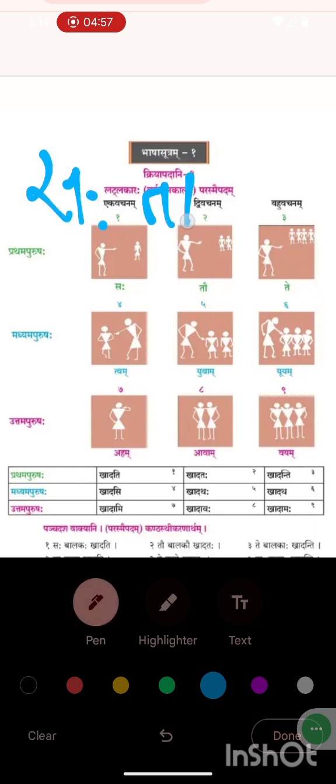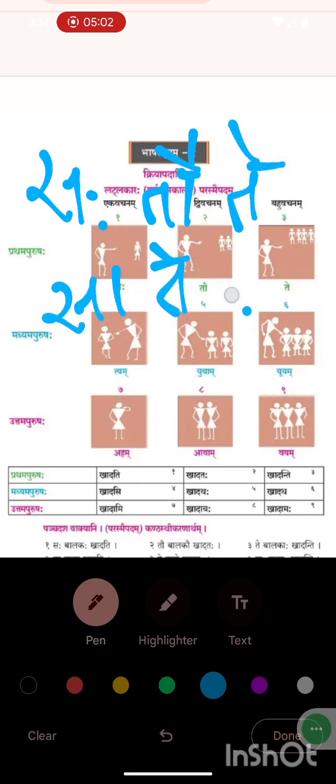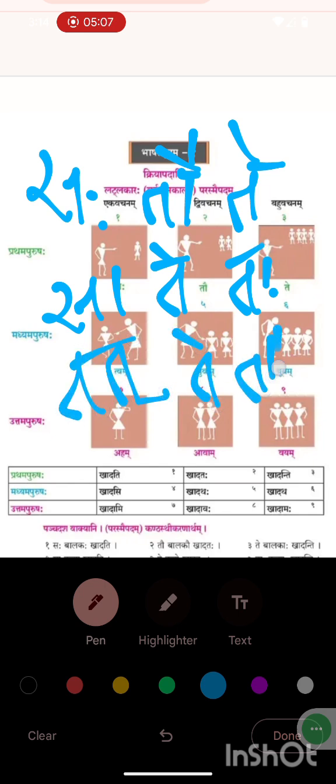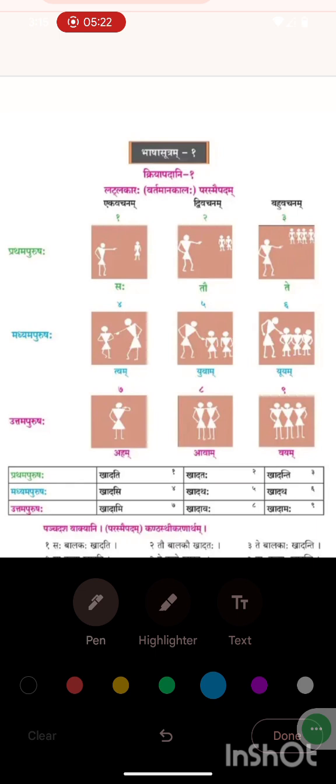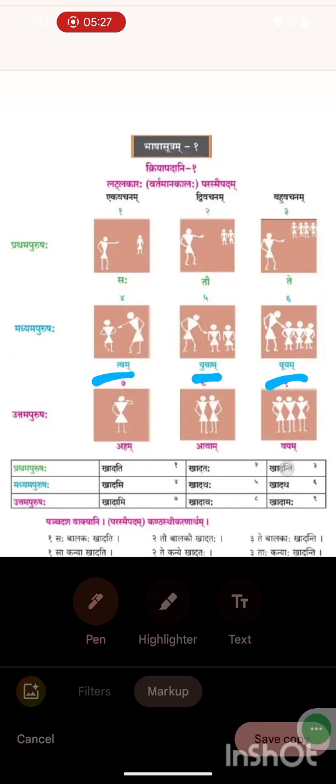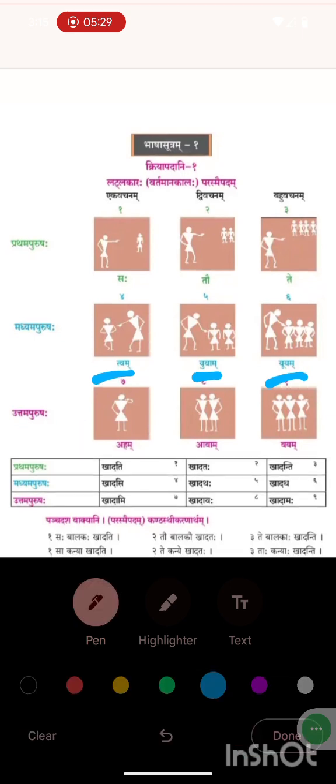Sah tau te, sa te taha, tat te tani. Pratham Purush. Here it is given, see, Pratham Purush. So you need to say Sa taute, sa te taha, tat te tani, Pratham Purush. Okay. Then you say Tvam yuvam yuyam, Madhyam Purush. Aham avam vayam, Uttam Purush. Okay. So you need to learn it in this manner.